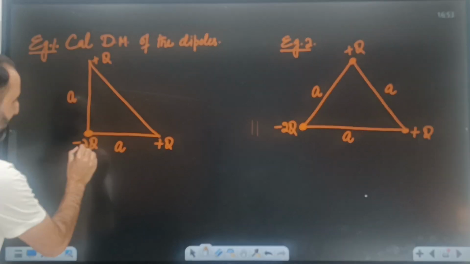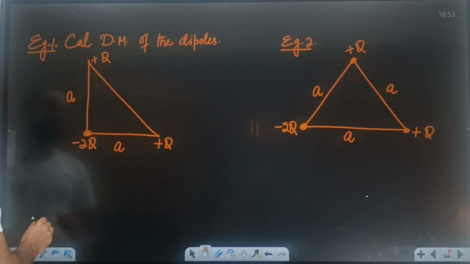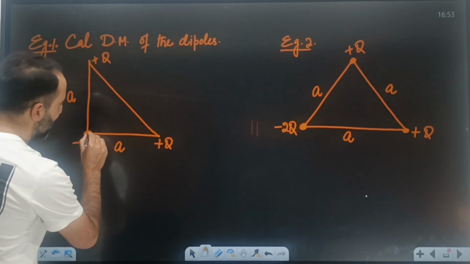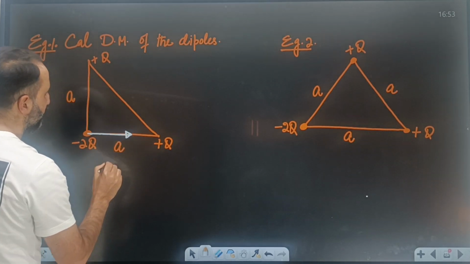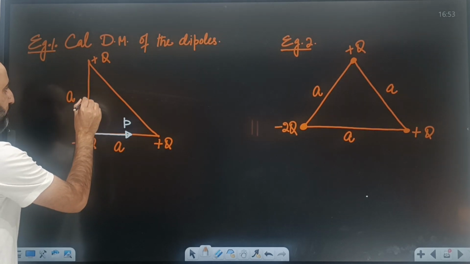Number 1 is this -q and +q, which forms one dipole. This -q and +q forms another dipole. The dipole moment is directed from -q to +q. So this is one dipole moment, and this is another dipole moment.